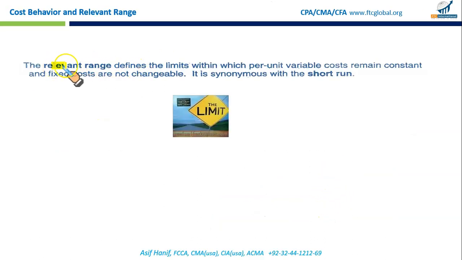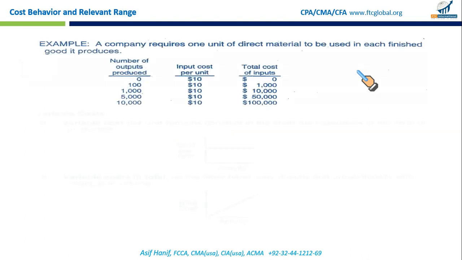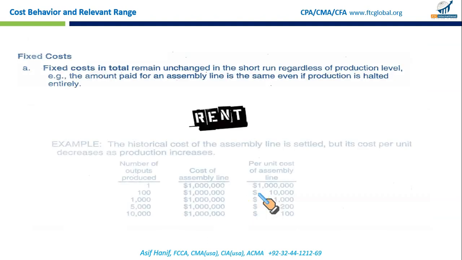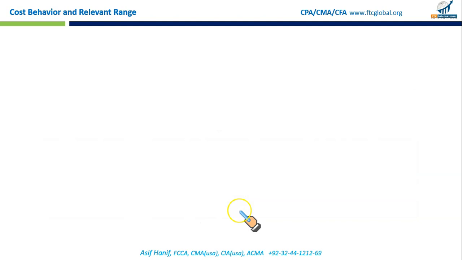See here, relevant range defines the limit within which per unit variable cost remains constant and fixed cost in total remains the same. And it is also called short run, or is synonymous with short run. So within this relevant range, you will observe two things. Your cost per unit stays the same, 10 per unit, whether you produce 1 or you produce a million, and of course, total variable cost goes up, and your fixed cost in total stays the same. Whether you produce 1 unit or you produce 10,000 units, your fixed cost stays the same.